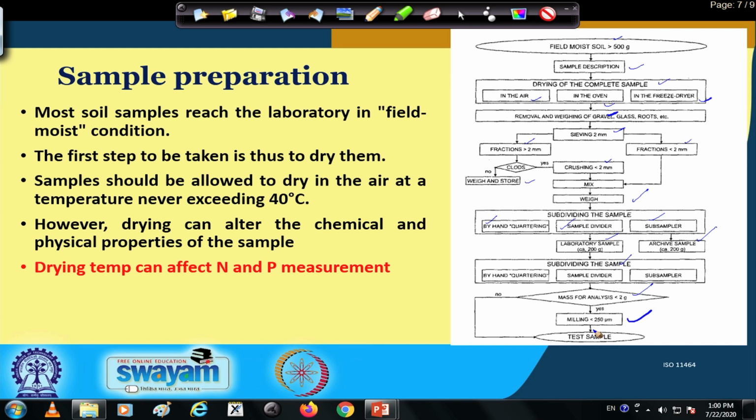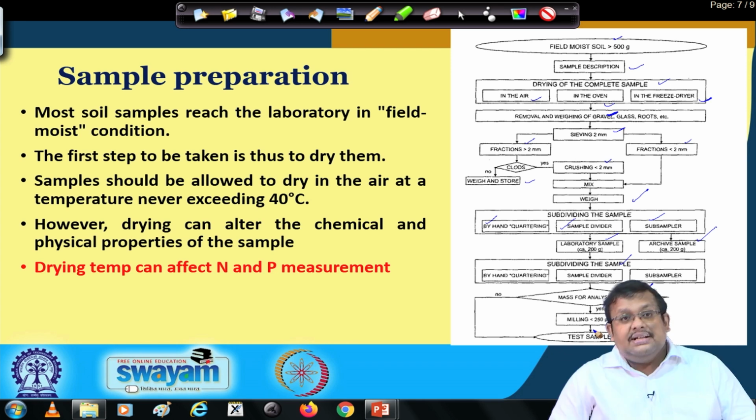Most soil samples reach the laboratory in field moist condition. So, the first step to be taken is thus to dry them.